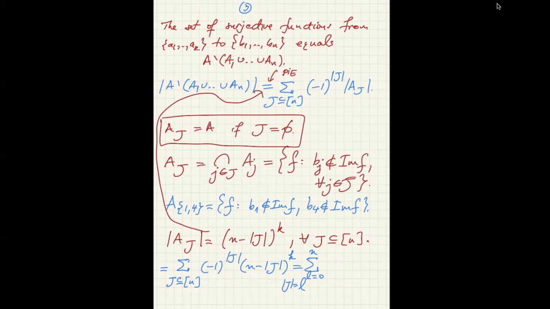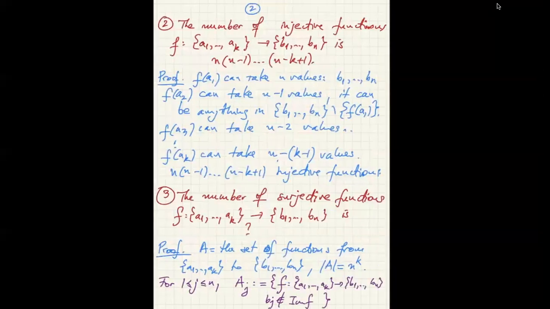How many J's of cardinality L do we have? We have n choose L of them. And then we pick up this part in the sum, the -1 to the power L times n minus L to the power k. And this is the formula for the number of surjective functions. So we'll put it here. This is going to be a summation over L from 0 to n, n choose L, -1 to the L, n minus L to the k.